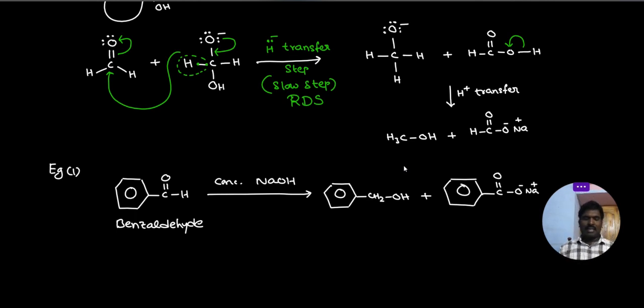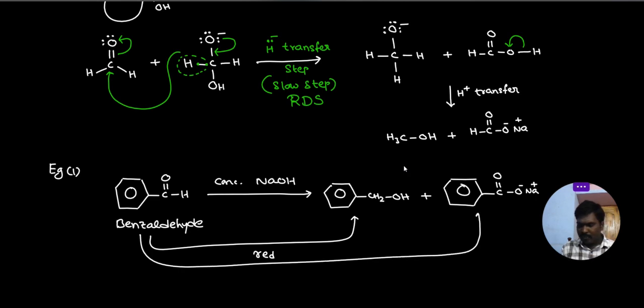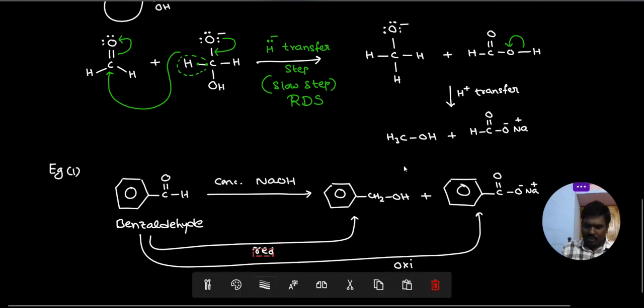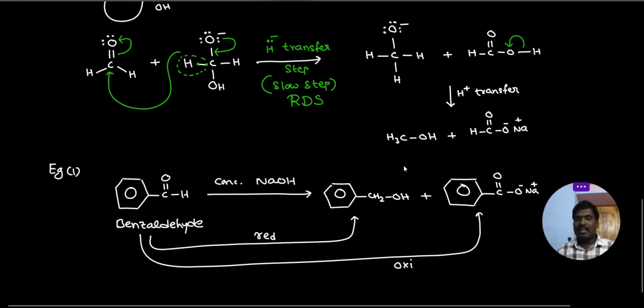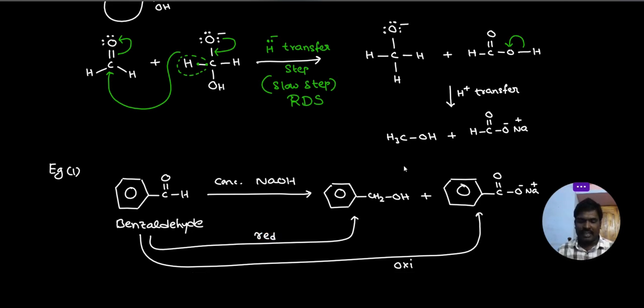Clear? One benzaldehyde molecule reduced and one benzaldehyde molecule oxidized. Understood? That's why it is a disproportionation redox reaction. So very simple: a 7 carbon containing aldehyde is reduced to a 7 carbon containing alcohol, and oxidized to a 7 carbon containing carboxylate anion. So you can just count the carbons.